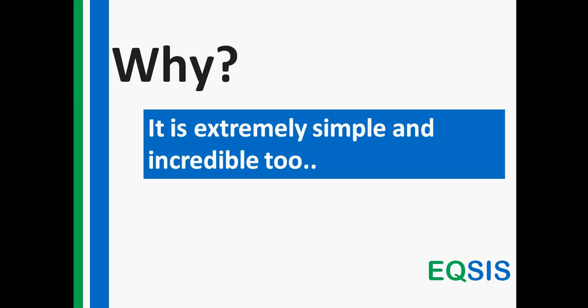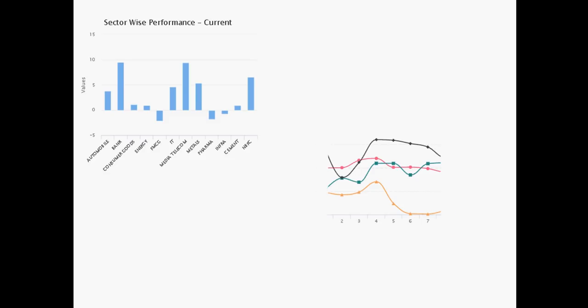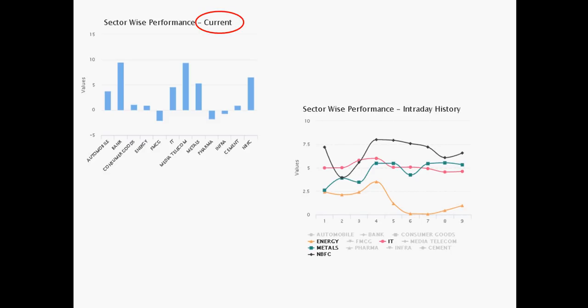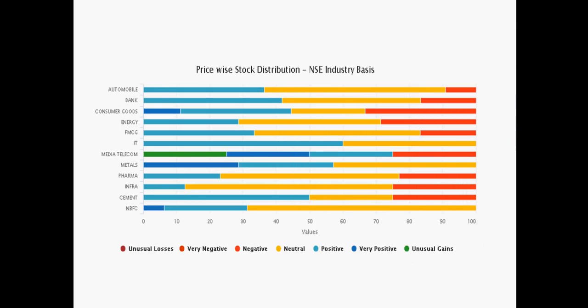So we thought, why not come up and develop something wherein people can make use of it? These tools are already there on our website, but people still find it very difficult to understand. So there are charts like bubble charts, and various ways by which we can understand sector performance. We can also get the intraday history of sector performance, see where the volume is happening and how the stocks are distributed. So there are so many things we can actually look at.